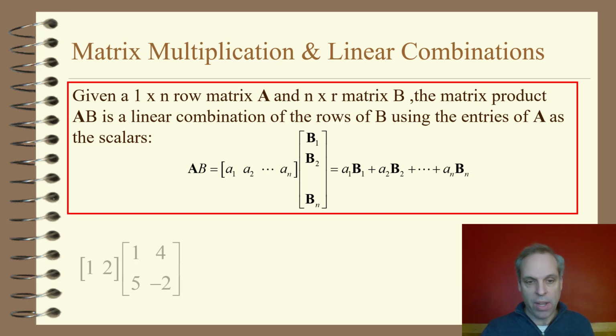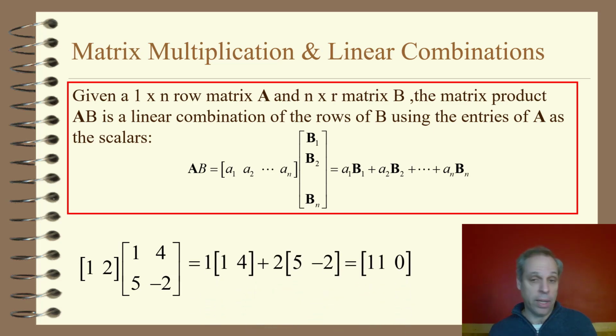As an example, if I wanted to do that particular matrix multiplication, a row vector times a matrix, that product is defined. It's a 1 by 2 times a 2 by 2, so that's a 1 by 2. So it will be a row matrix. That is a linear combination of the rows of the second matrix, with the coefficients being the entries of the row vector. So that multiplication has to be 11, 0.